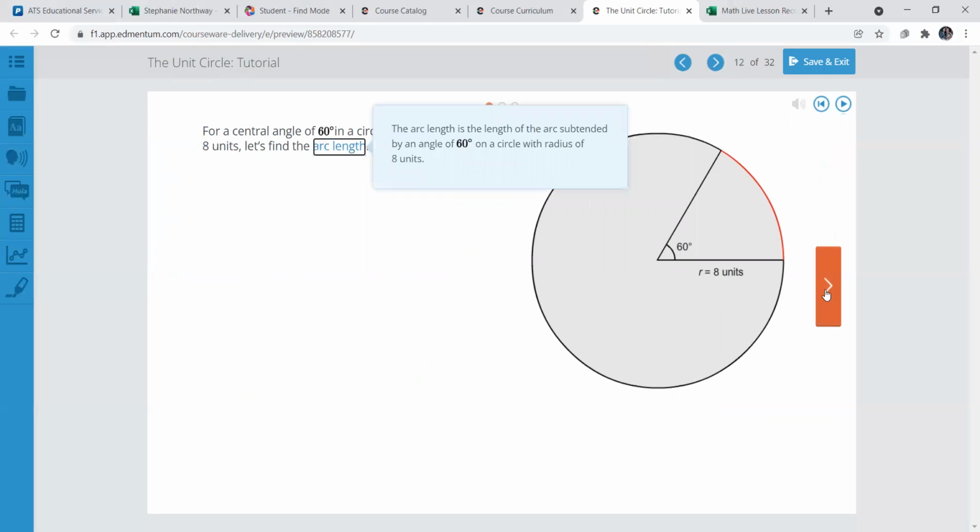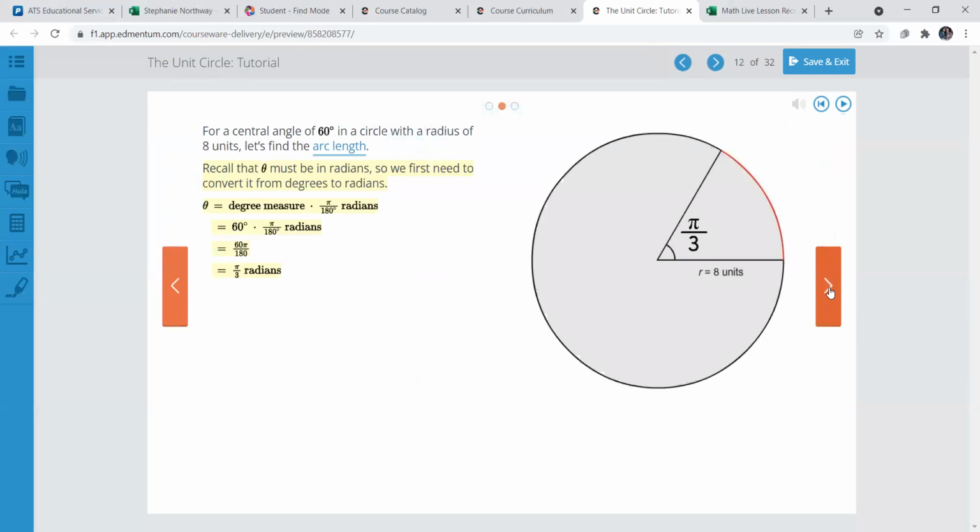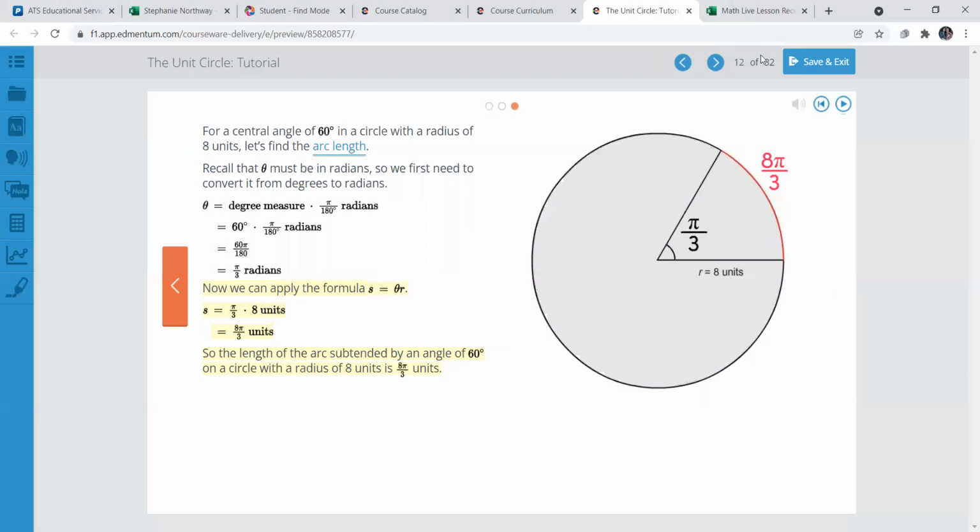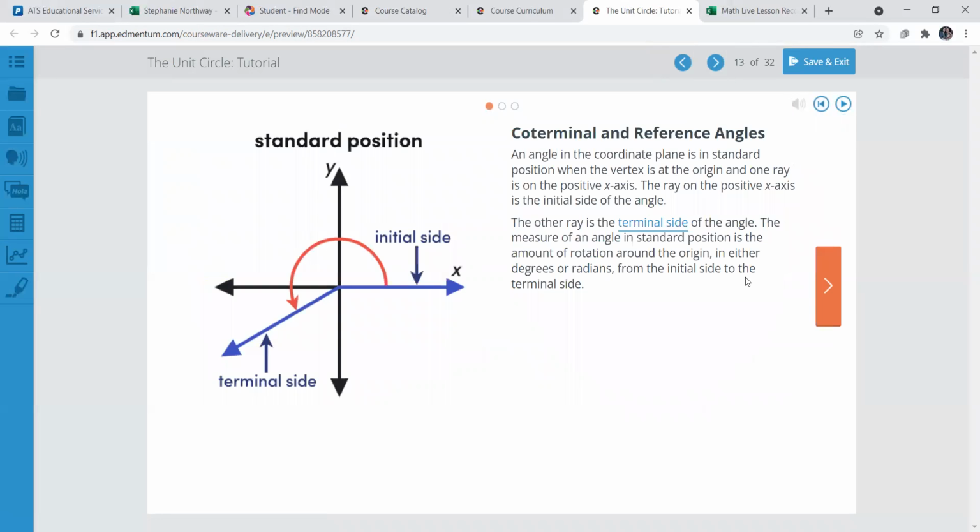Arc length again, just shows you what it is here. There's a red part. Here's how you solve it. And here's what it is, 8 pi over 3. And that would be the angle of 60 degrees. So then when you see 60 degrees, you'll see it match with 8 pi over 3.